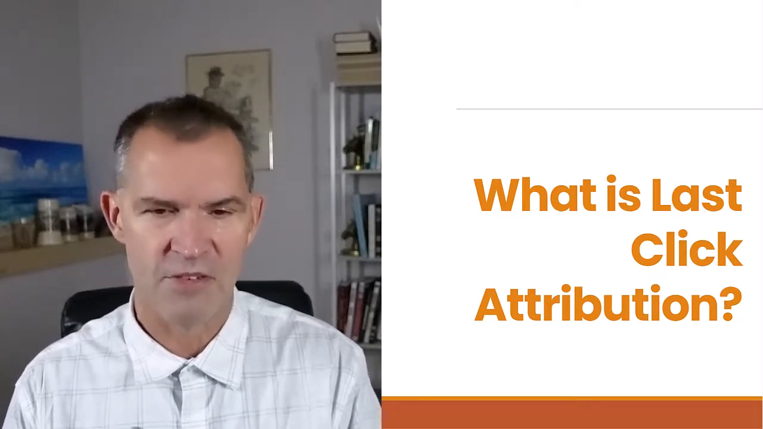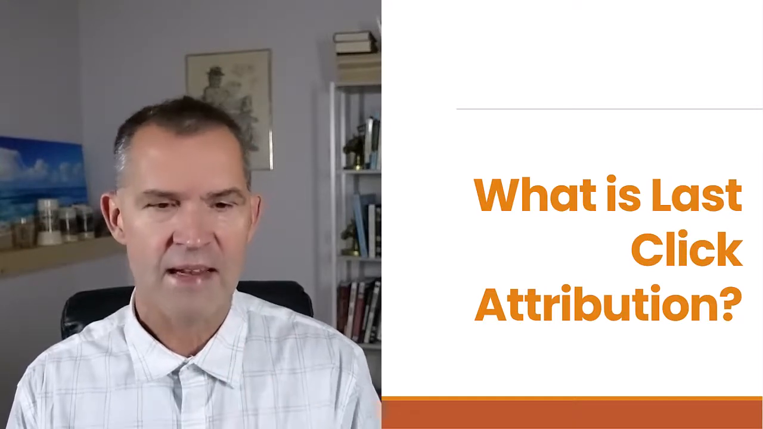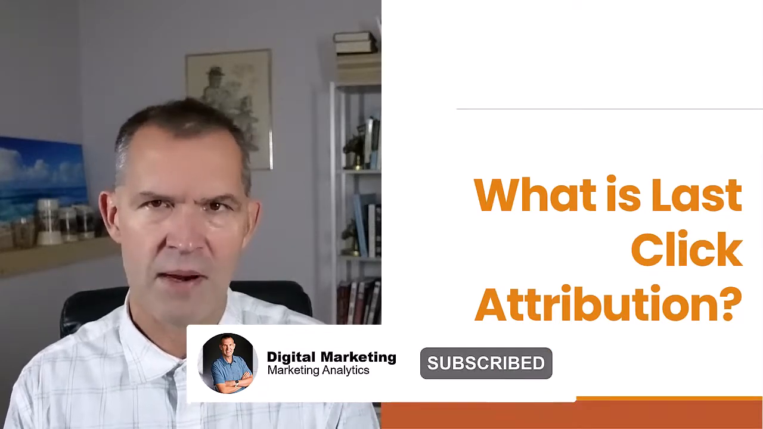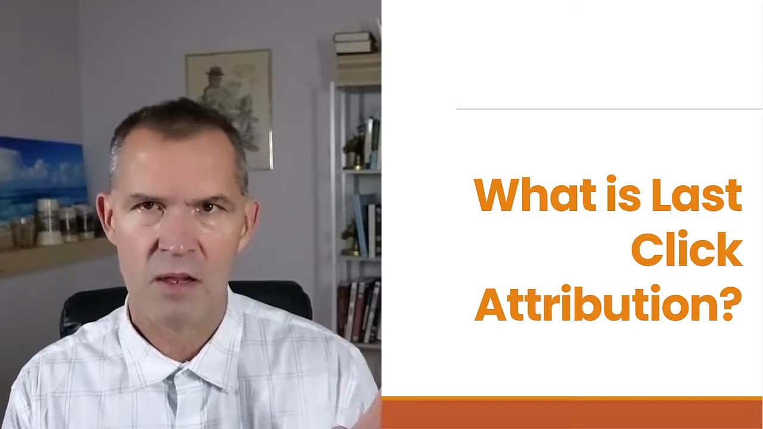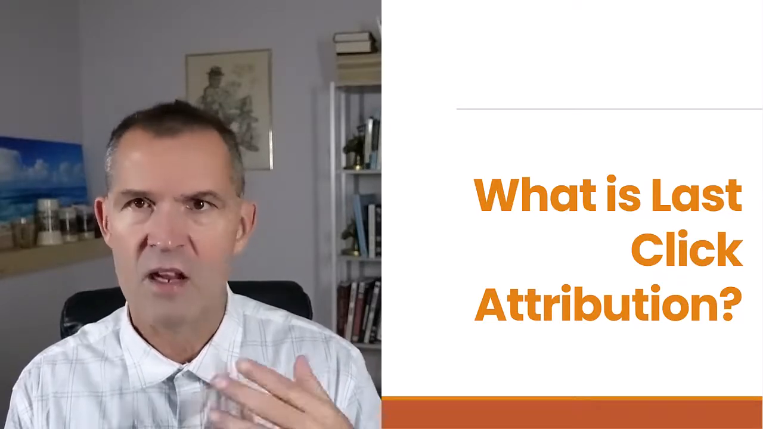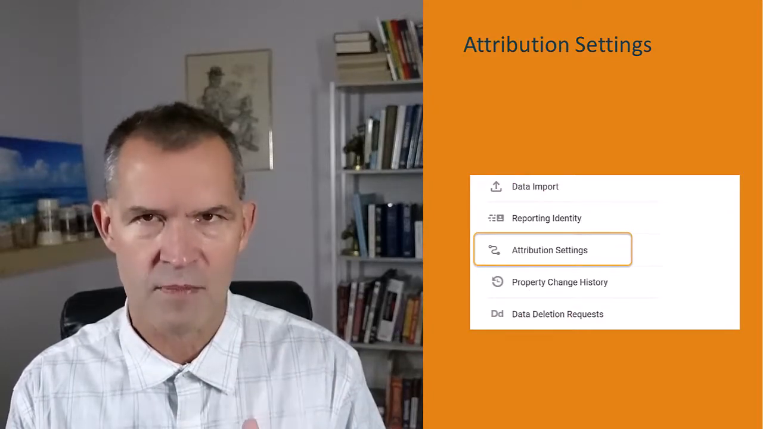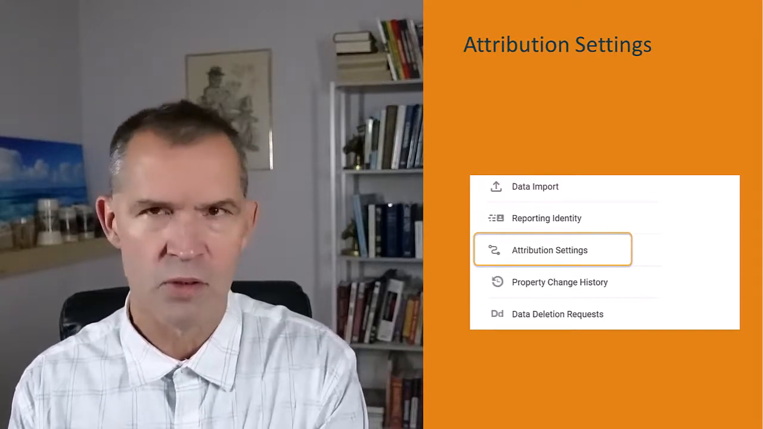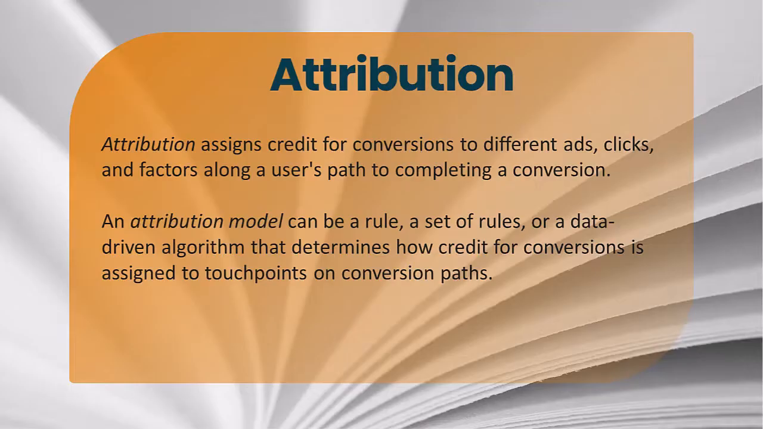But first off, let's look at the attribution definition. It's how Google assigns credit for conversions for different ads, clicks, and factors along that path to conversion. Remember, everybody has their own unique set of conversions on their website. It can be a form fill, it can be a donation, it can be a click-to-call ad, it could be somebody maybe tracking click calls from the website as a conversion. So an attribution model is a rule or a set of rules or a data-driven algorithm that determines how credit for conversions is assigned to those touch points on the conversion path.